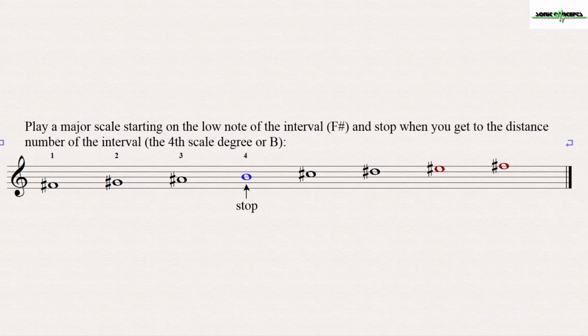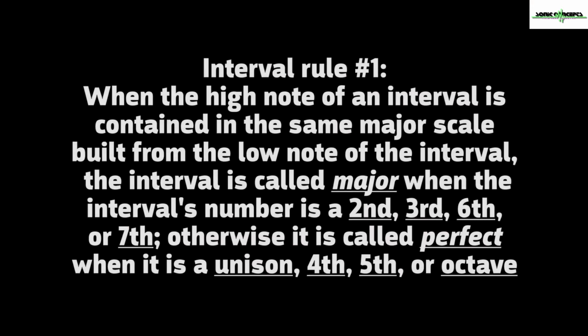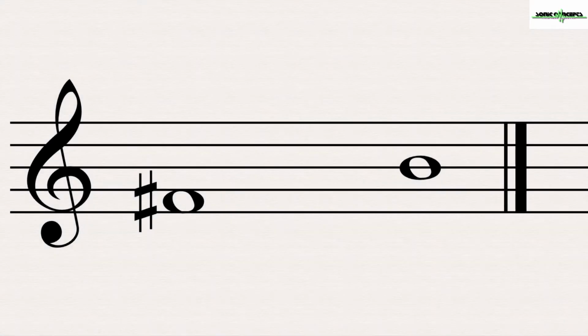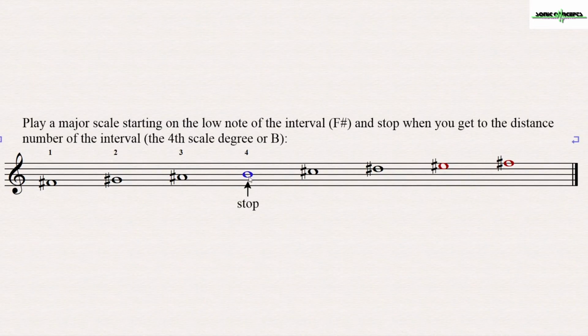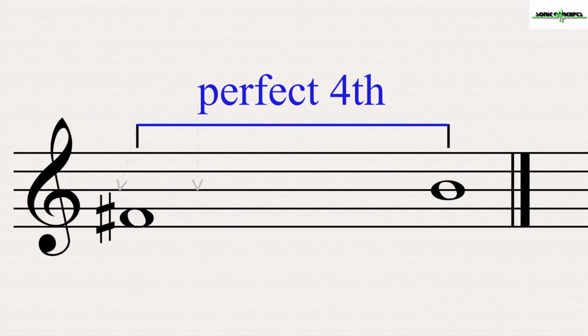Again, we consult the prior interval formula rule. When the high note of an interval is contained in the same major scale built from the low note of the interval, it is called major when the interval's number is a second, third, sixth, or seventh. Otherwise, it is called perfect when it is a unison, fourth, fifth, or octave. In this example, the high note of the interval is B, which exactly matches the B in the F-sharp major scale. Since the interval number is a fourth and it's an exact match, it's called a perfect fourth.